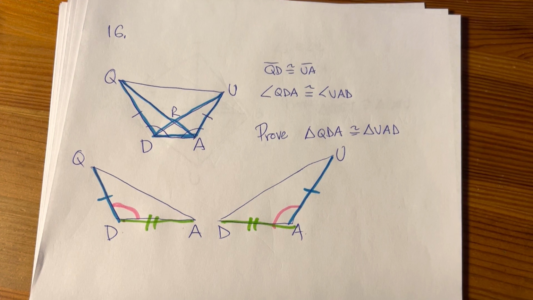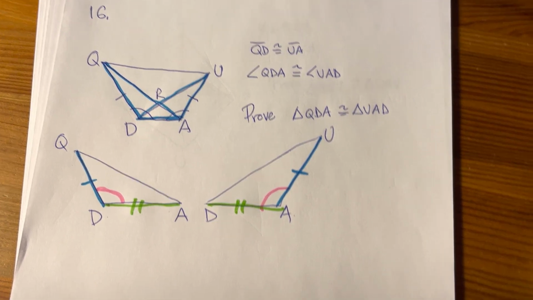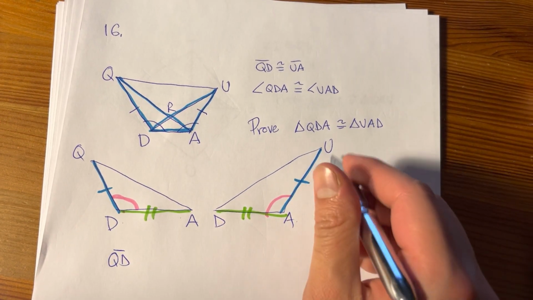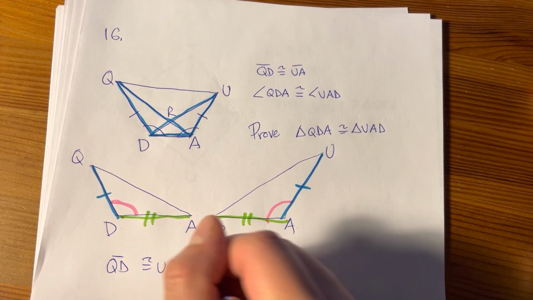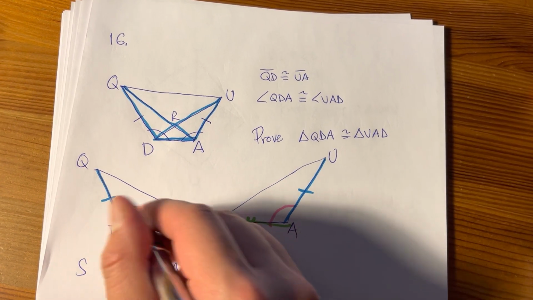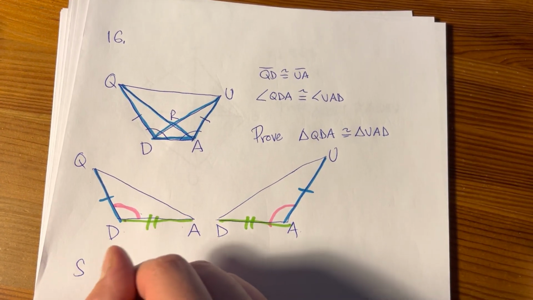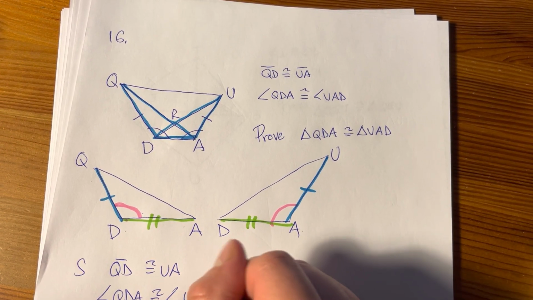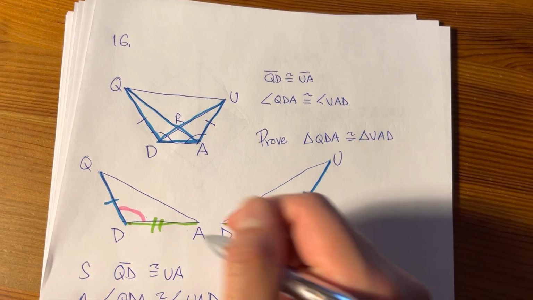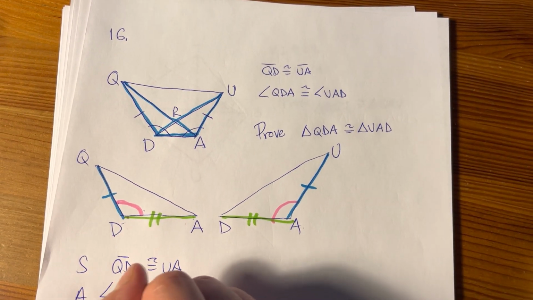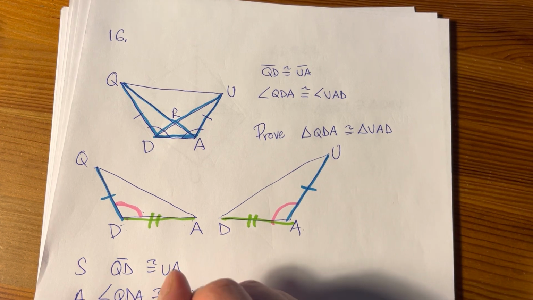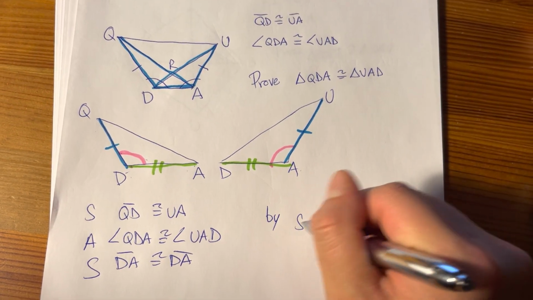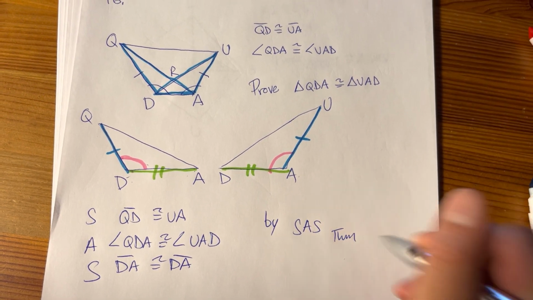So I can prove that these two triangles are congruent by QD is congruent to UA. That's a side. Angle QDA is congruent to angle UAD. That's an angle. And DA is congruent to DA. That's a side. So these are congruent by the side-angle-side theorem. Not too hard.